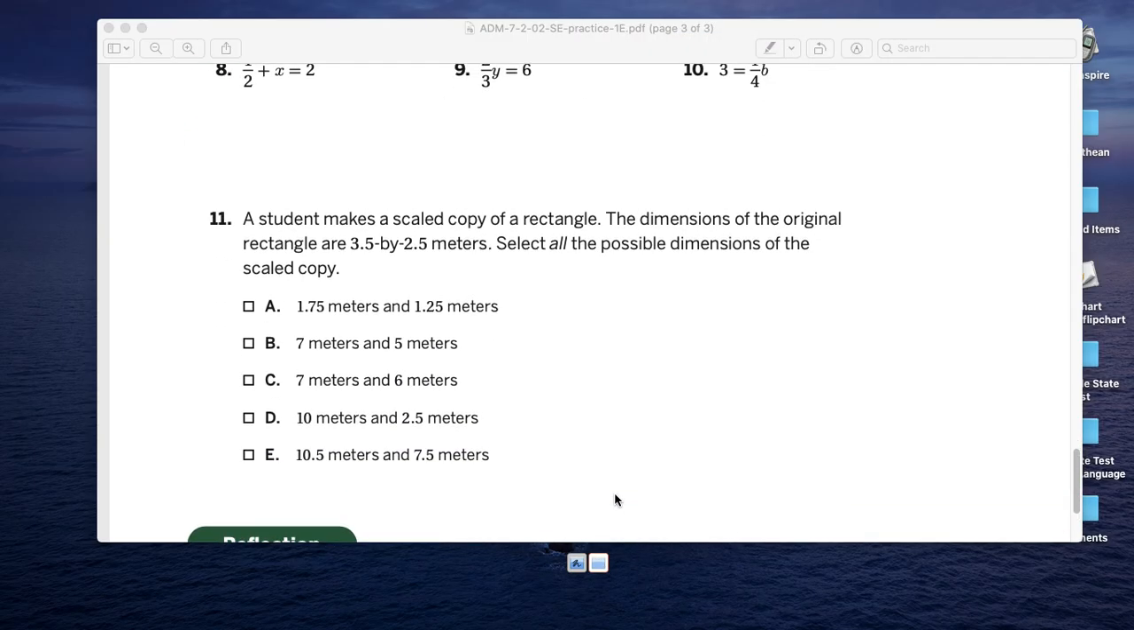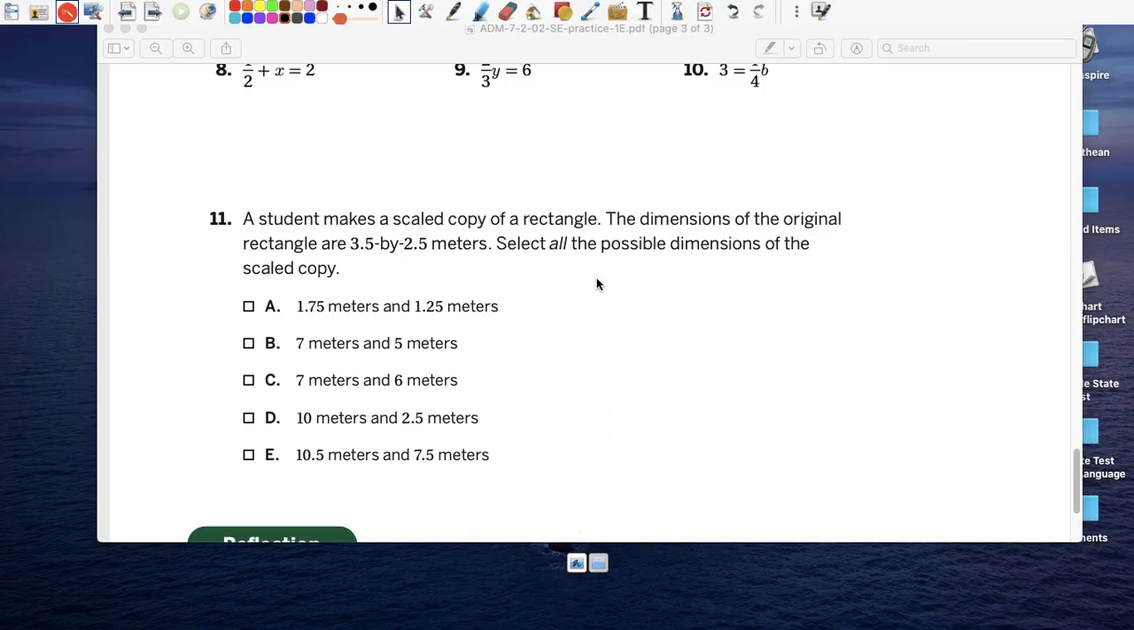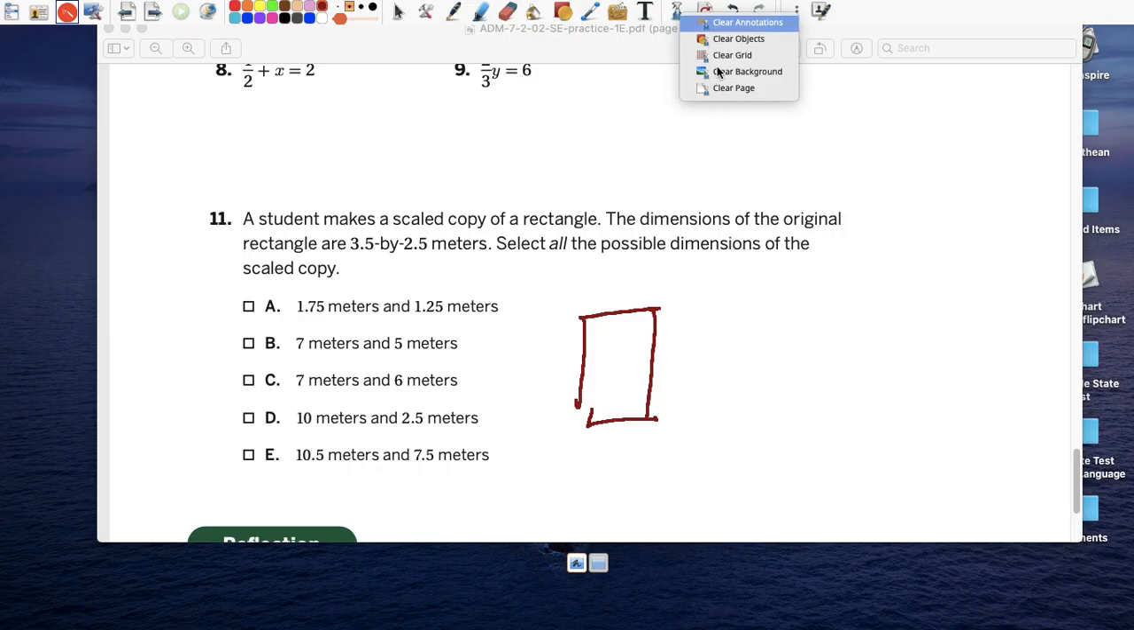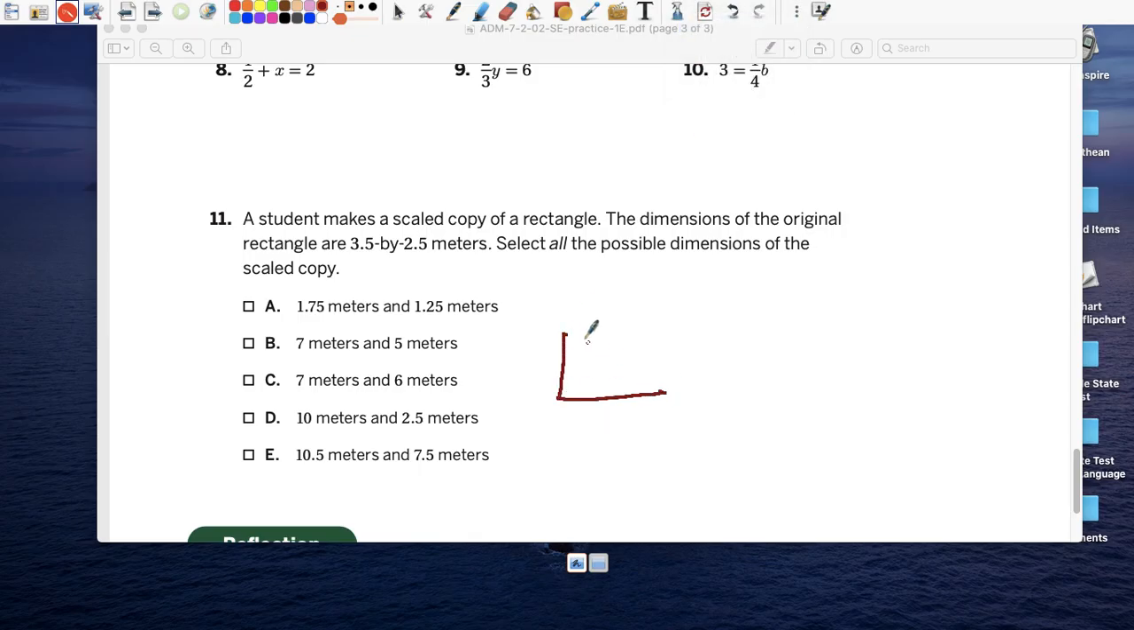What in the world is this? A student makes a scale copy of a rectangle with the dimensions of the original rectangle. Let's try it out. So it's 3.5 and 2.5 meters. Select all the possible dimensions of the scaled copy. So let's actually put this as a fraction. 3.5 over 2.5.